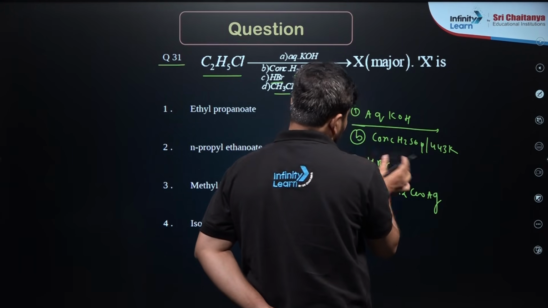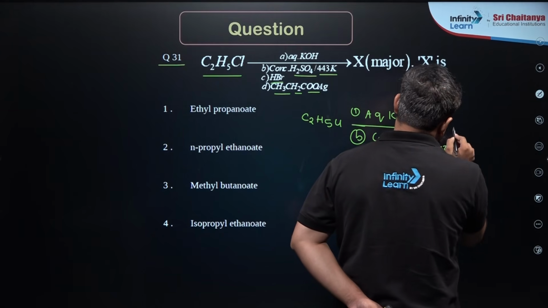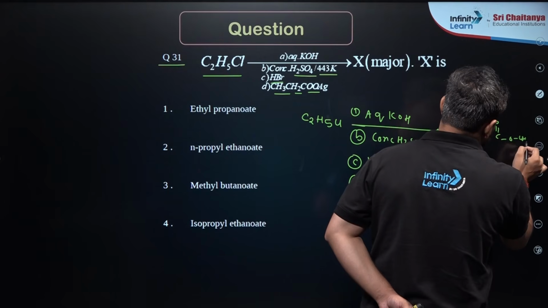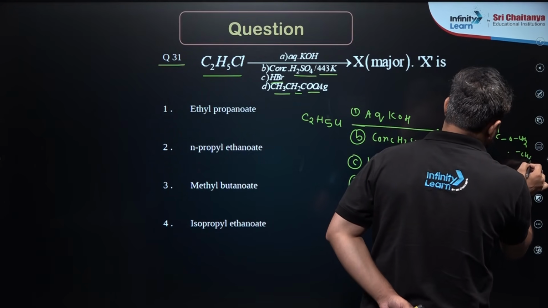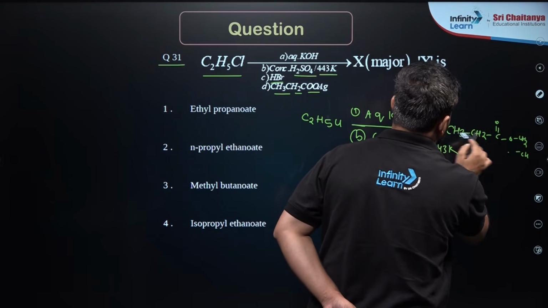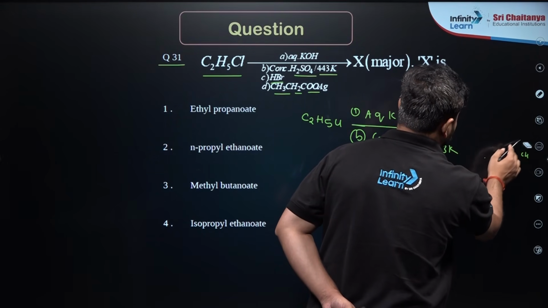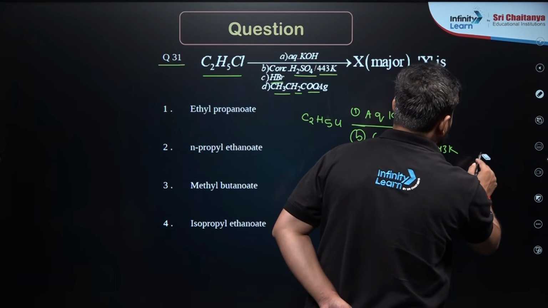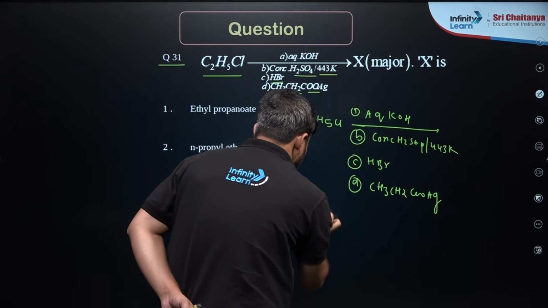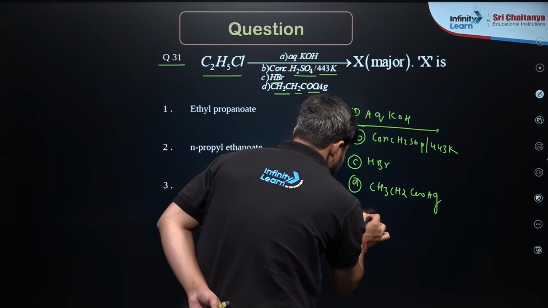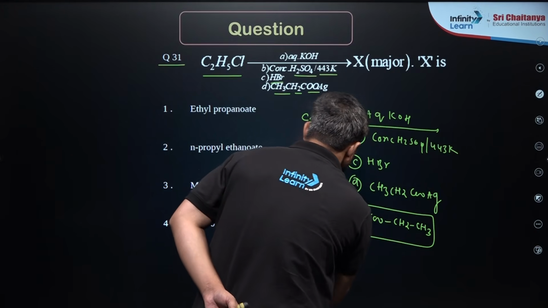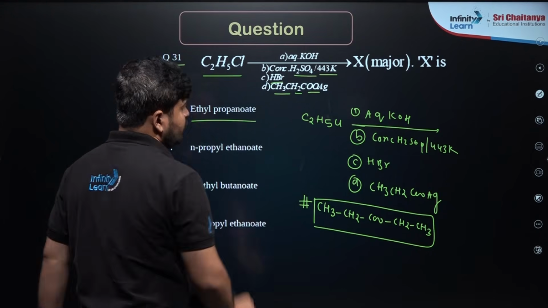So this is basically going to convert into ethyl propanoate, CH3CH2C double bond O CH2 single bond CH3. So this is the final answer of this question. Here actually there is no space, that's why I am writing ethyl propanoate downside, CH3CH2COOCH2CH3, it is going to form. This is the ethyl propanoate, and option number first is the correct answer of this question.